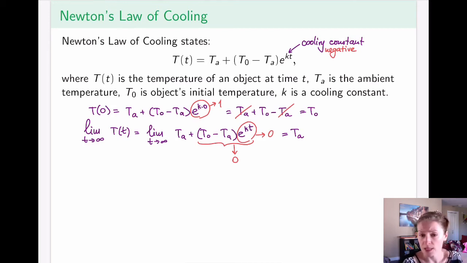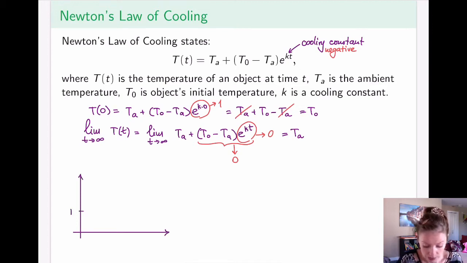That also makes sense. If I take a cake out of the oven and place it at room temperature, eventually the cake will in fact reach the room temperature. And that justifies what we might think of as a rough sketch of the graph of this function.